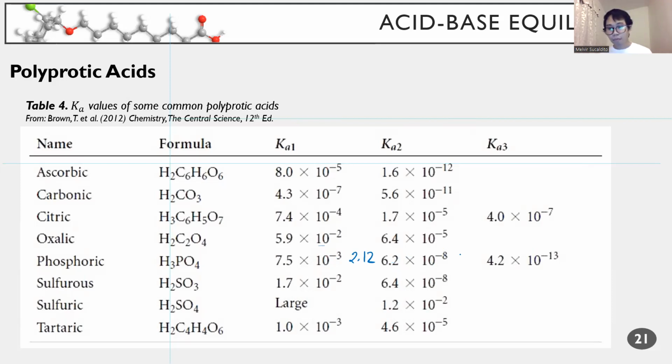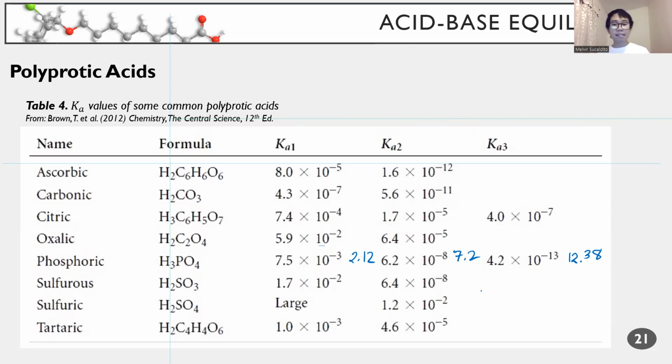6.2 times 10 to the negative 8 gives 7.207. And then 4.2 times 10 raised to negative 13, which gives 12.38, around 12.37.